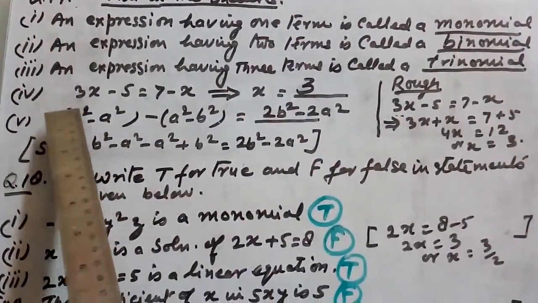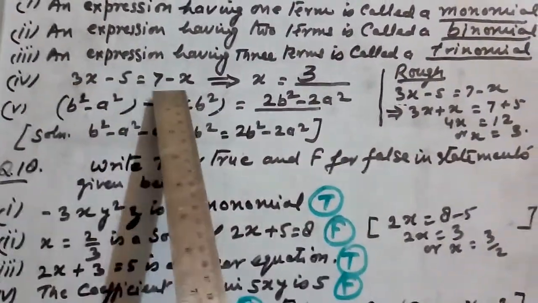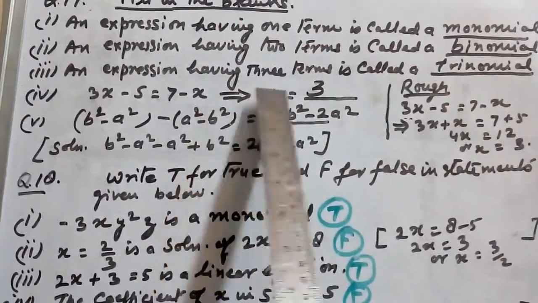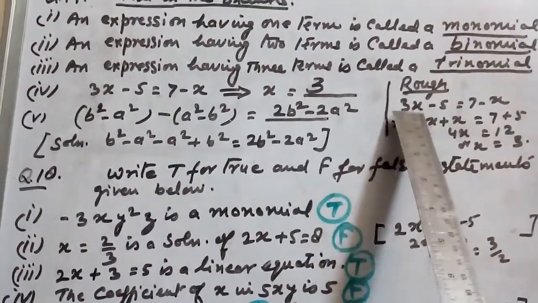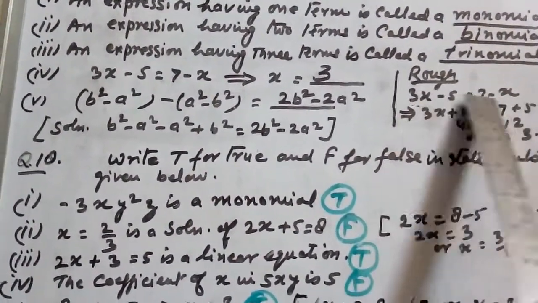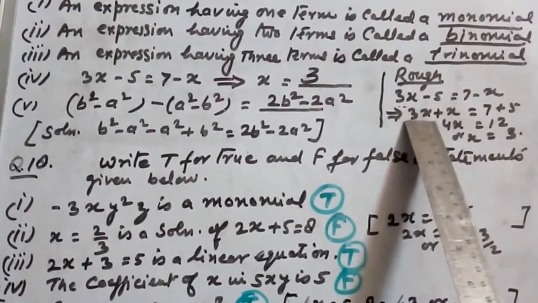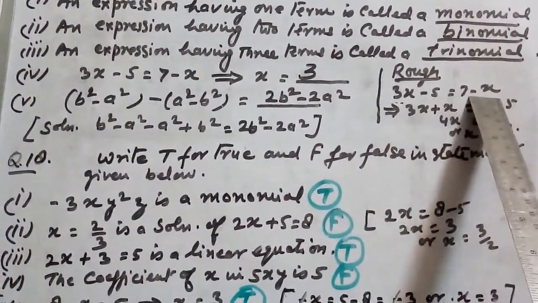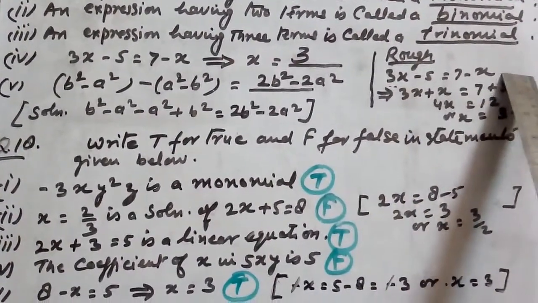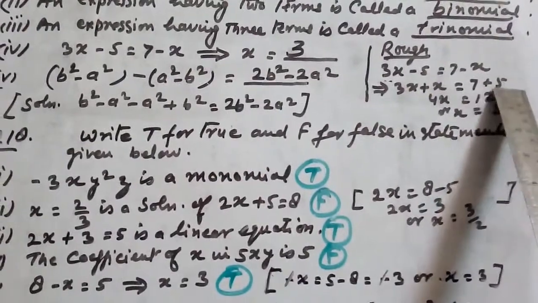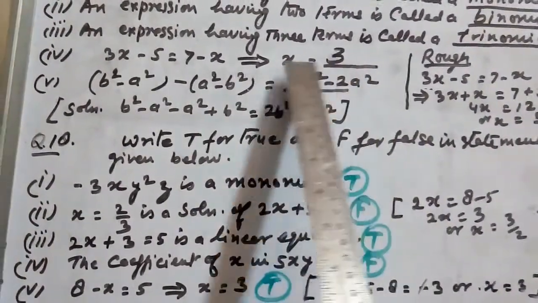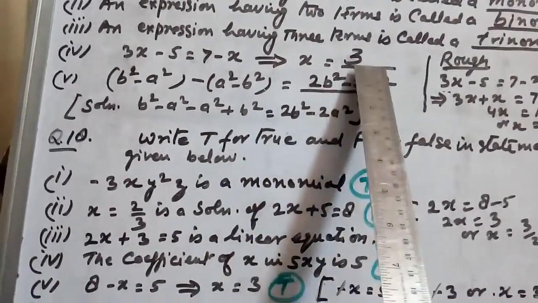Now the fourth part is 3x minus 5 is equal to 7 minus x implies that x is equal to what? So we have to solve it first. How will you solve it? We will solve it like this: 3x minus 5 is equal to 7 minus x. Taking x to the left hand side, it becomes 3x plus x because it is minus x here, and taking minus 5 to the right side of equality, it becomes plus 5, or 7 plus 5. So 4x is equal to 12, x is equal to 3. So this implies that x is equal to 3.